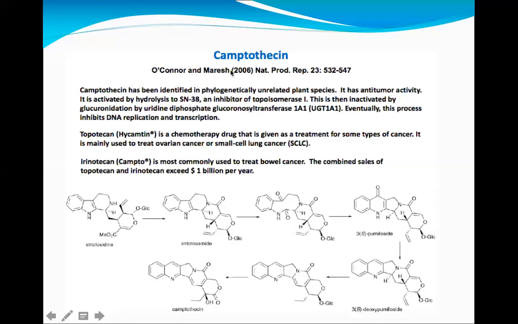And this is commercially available as a chemotherapeutic agent, and the total market is 1 billion US dollars per year.